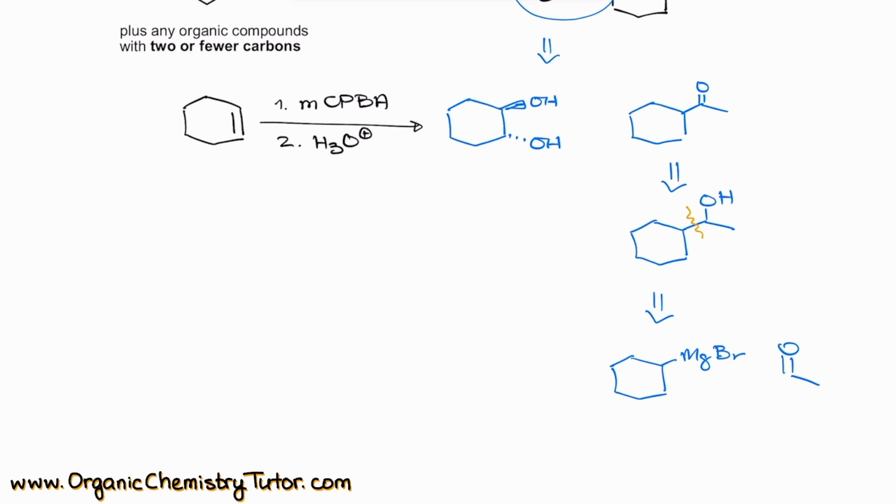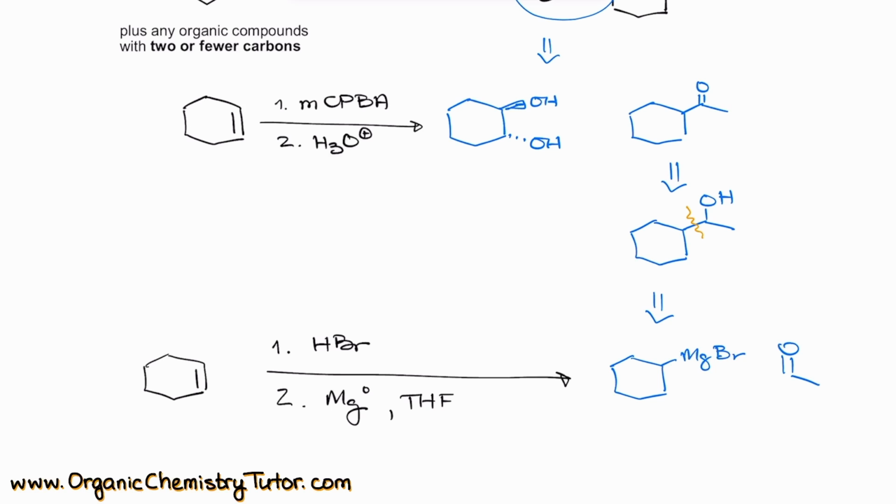acetaldehyde, and we can easily make our Grignard reagent from our starting material. So for that one, we are going to start with the starting material. Step number 1 is going to be HBr, just a regular textbook hydrohalogenation. Step number 2 is going to be reaction with our magnesium in the presence of THF as our solvent, or dry ether if you like. Then we are reacting it with our acetaldehyde, and then we are going to do the aqueous workup.